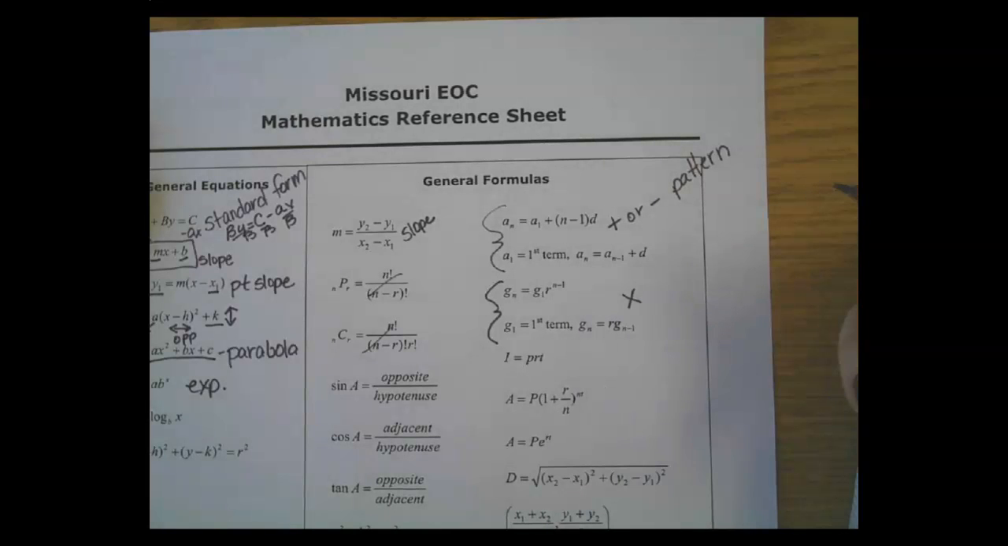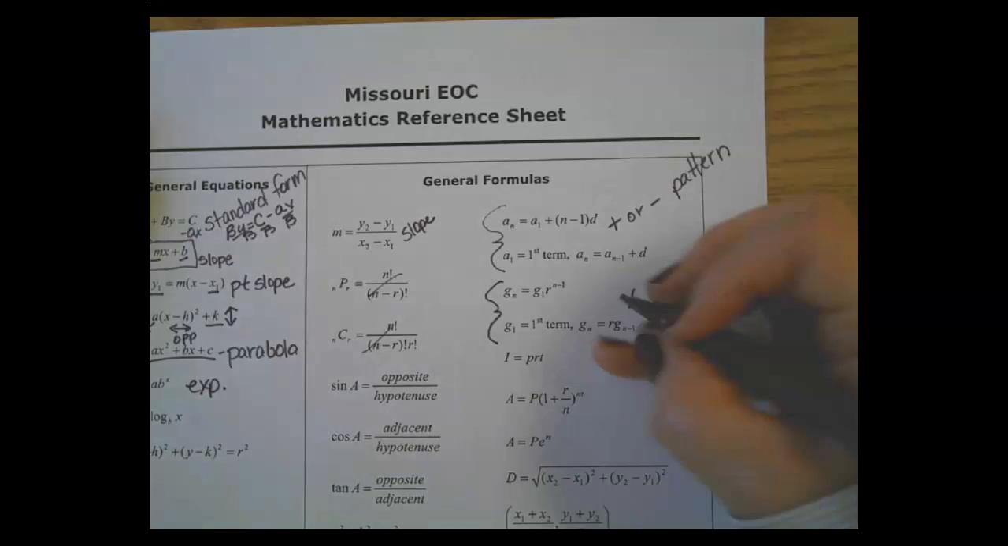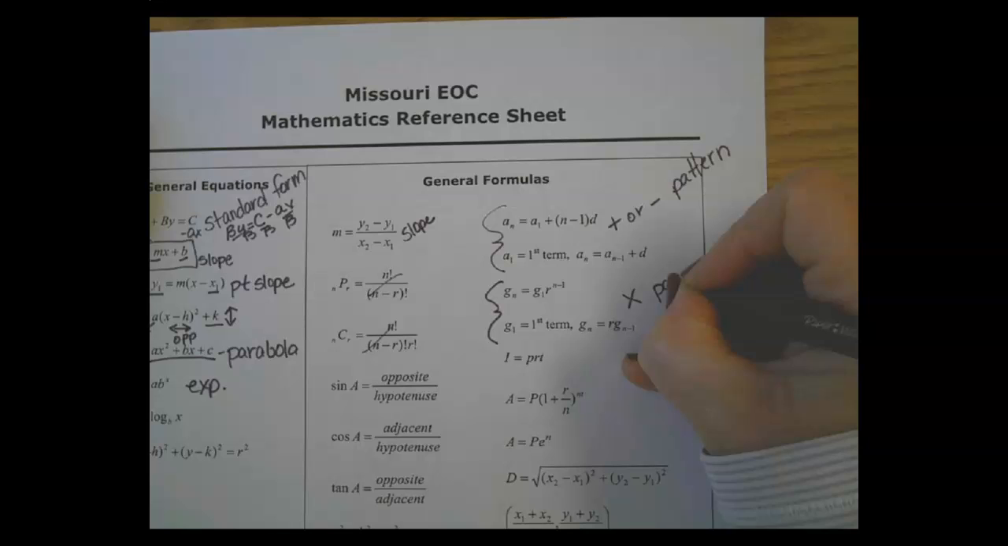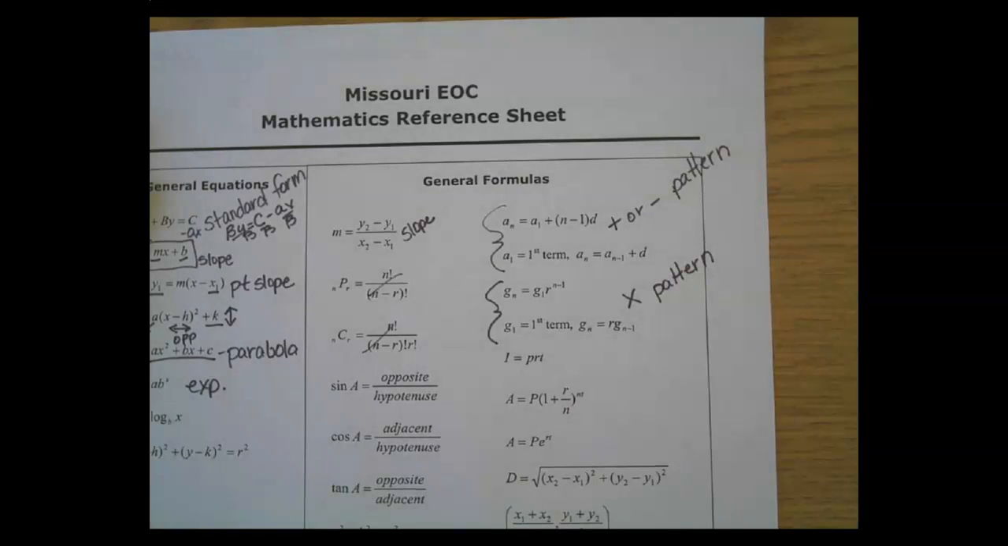So this is finding multiplication or repeated. They don't use division. They say, like, instead of dividing by 2, they say multiply by 1/2. So this is multiplying pattern. Geometric sequences.